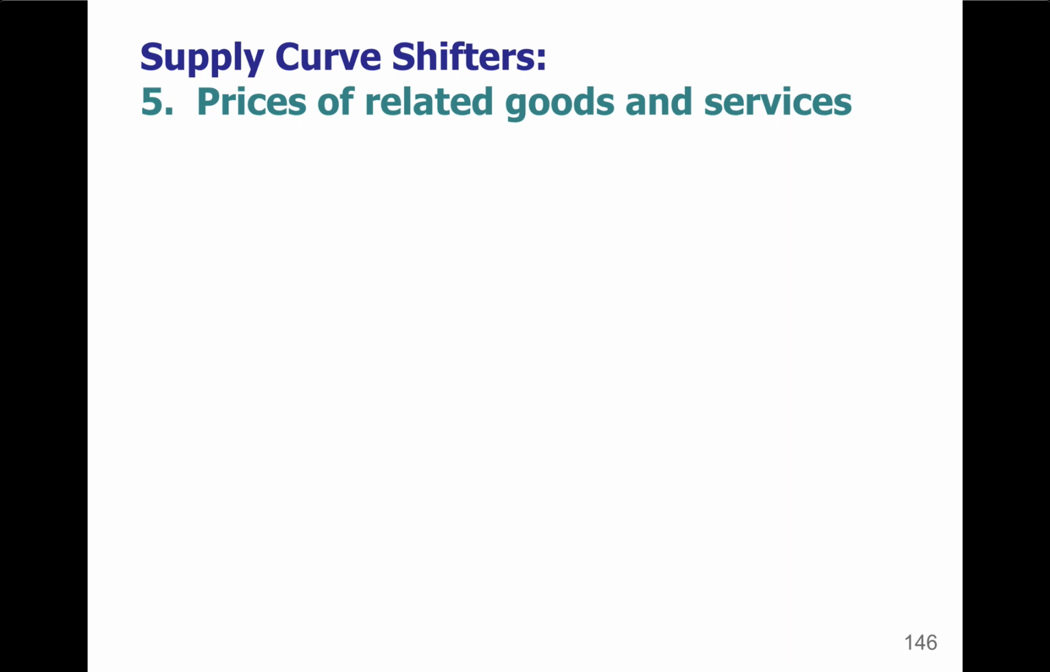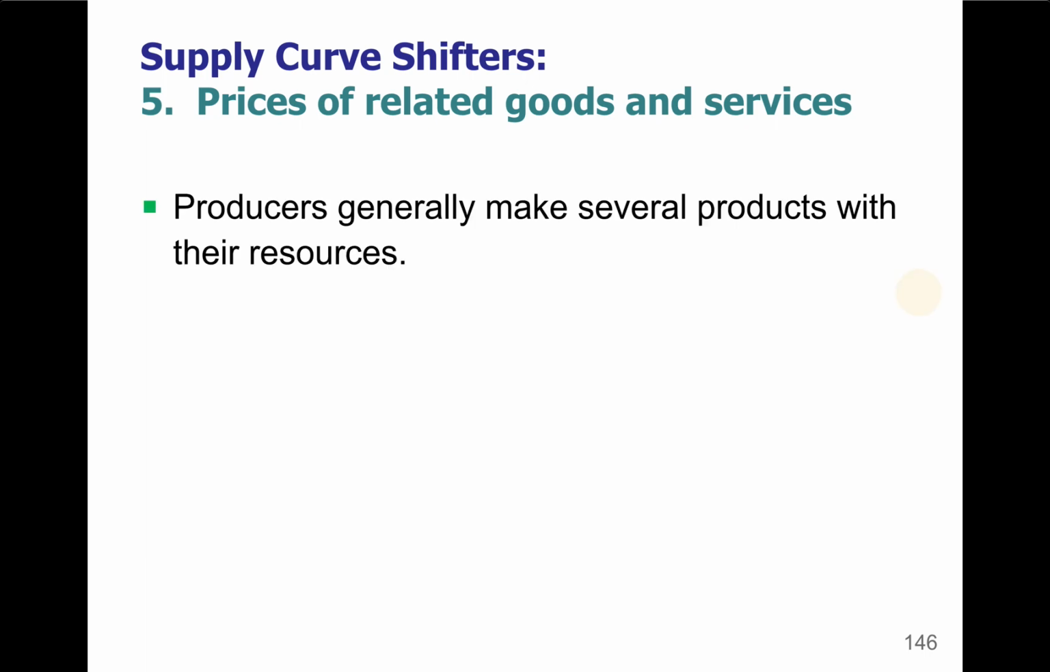The fifth one is prices of related goods and services. A lot of the time, businesses don't just sell one product. They sell a whole bunch of different types of products, and some of them might be similar. So if you are thinking about the Clorox company, they sell Clorox wipes, but they also sell Clorox disinfectant. And they have various factories that do both.